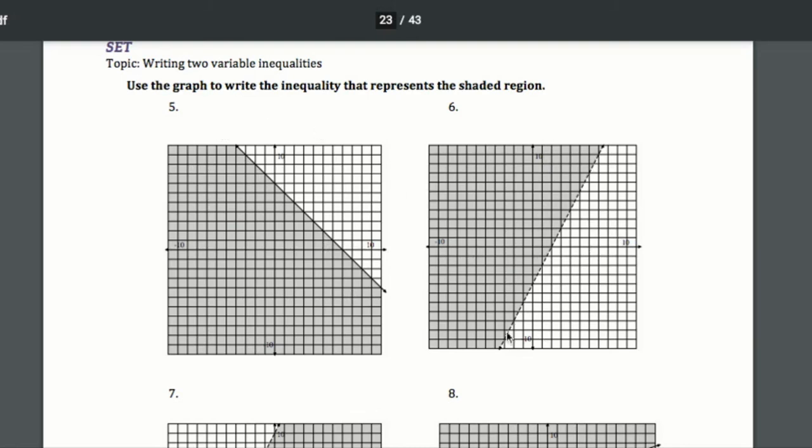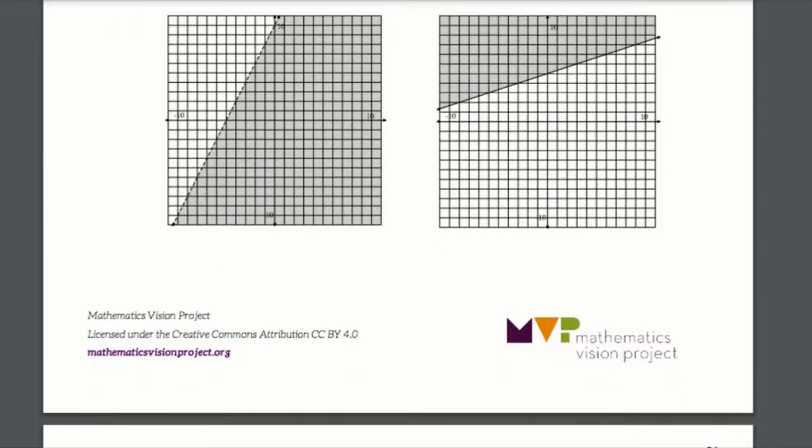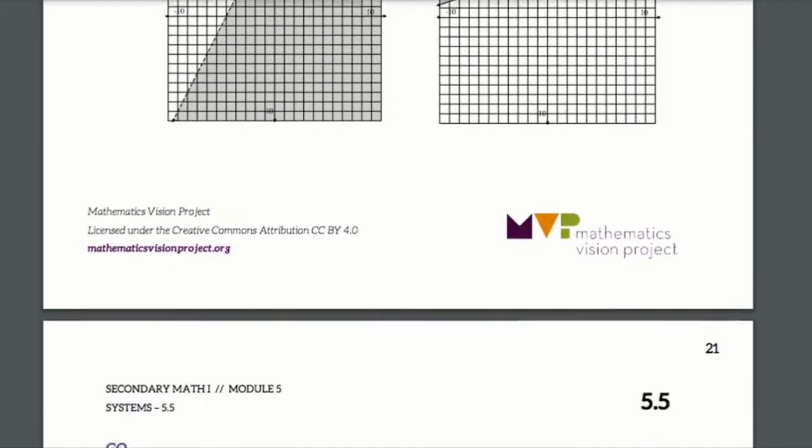Notice that 6 has a dashed line, so you wouldn't have the equal sign on the inequality. Please write the equations for 7 and 8 as well.